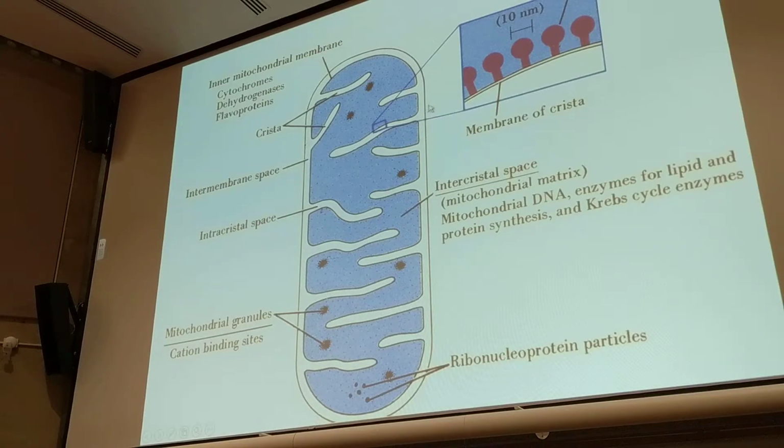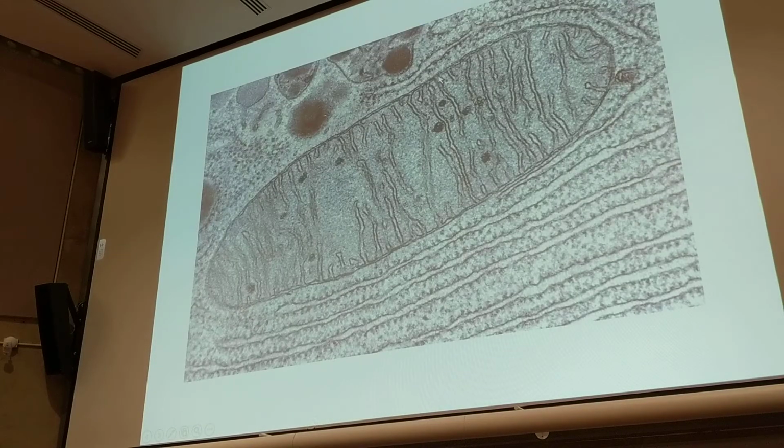Okay. These two membranes, the outer membrane and the inner membrane, are very different. And the evolutionary explanation for that is that only the inner membrane was part of a bacterium that was engulfed. And that's why it looks so different from the outer membrane that was part of a cell, part of the eukaryotic precursor cell. This is another schematic.